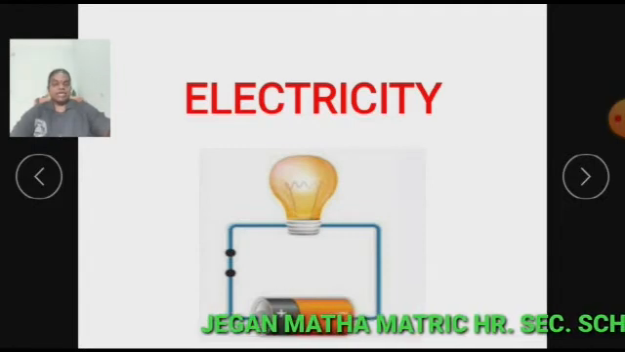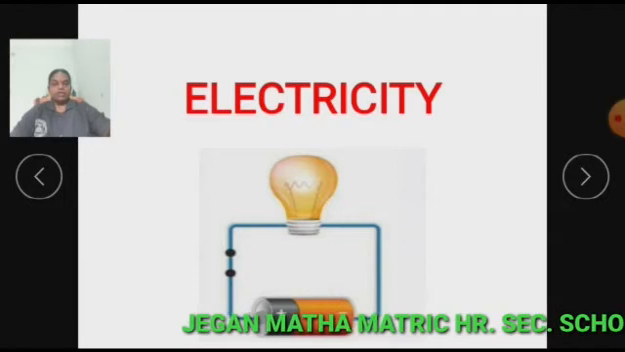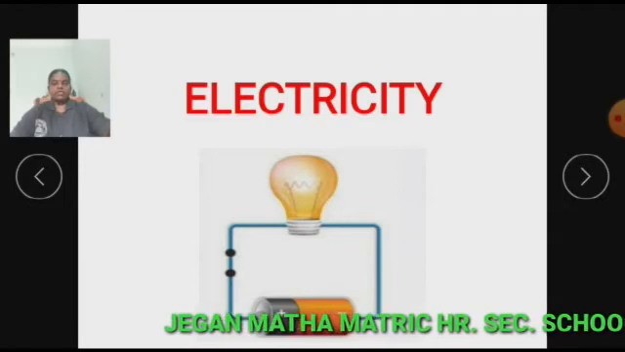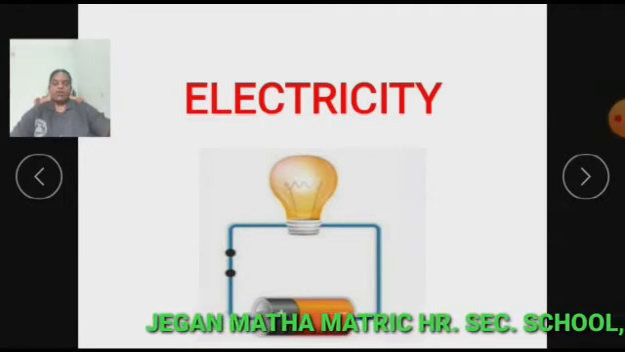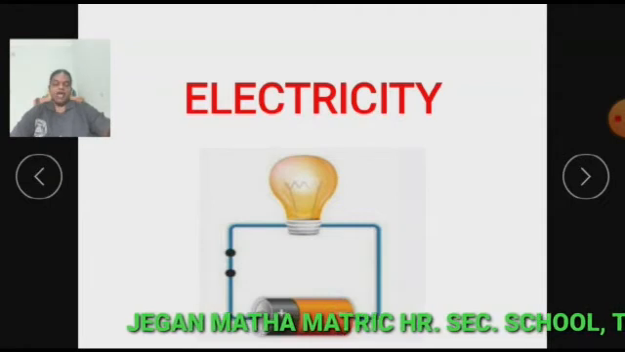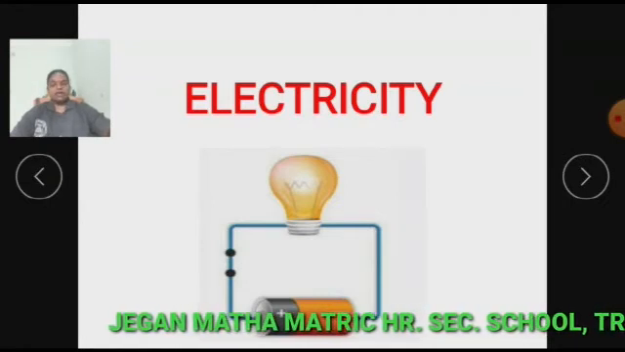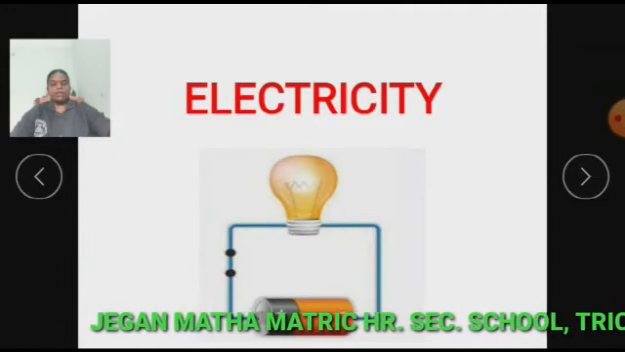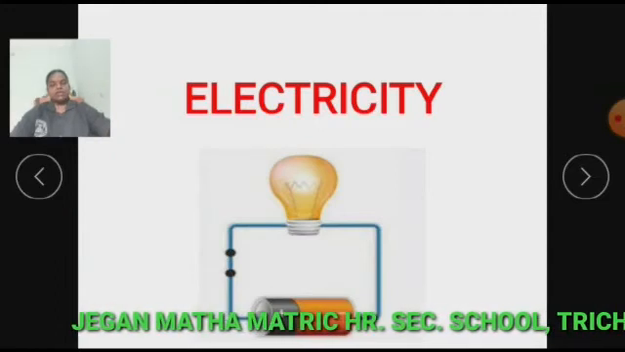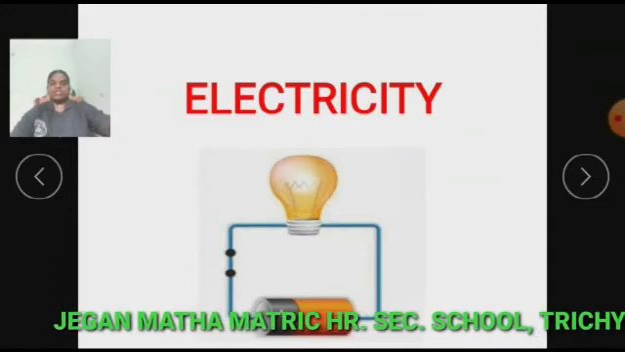So in this lesson, we will learn various terms used in understanding the concept of electricity, and we will realize the importance of the applications of electricity in day-to-day situations.